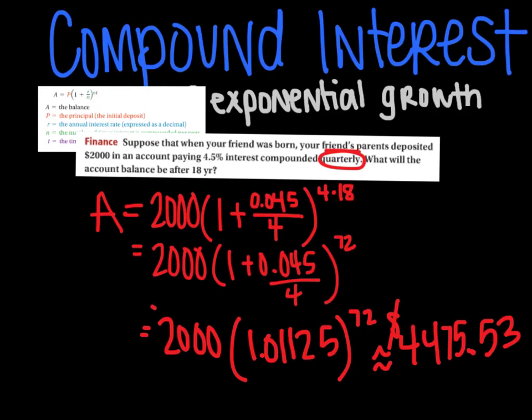I make mistakes too sometimes. But the account should have $4,475.53 in the account after 18 years.